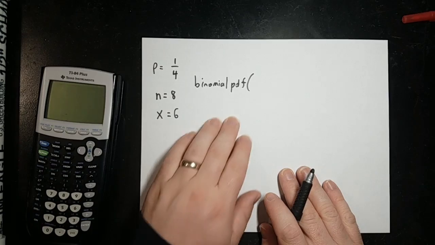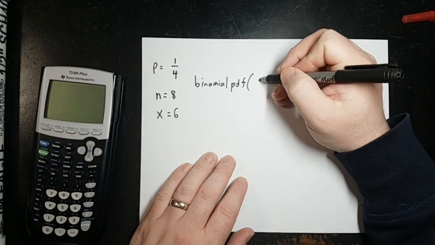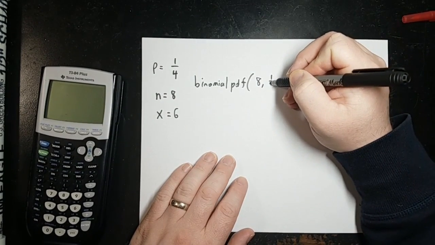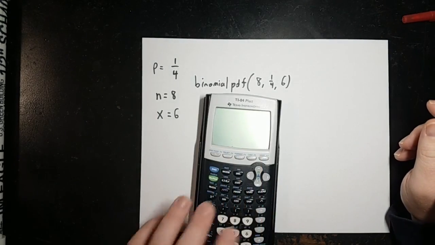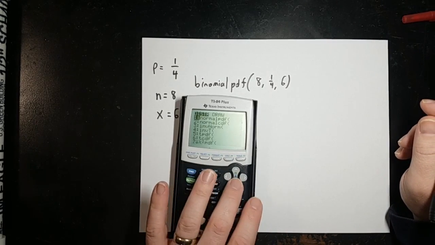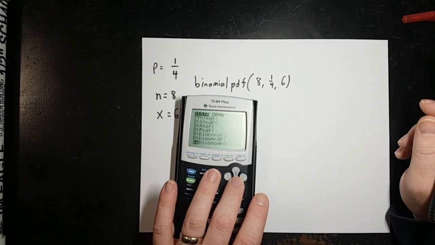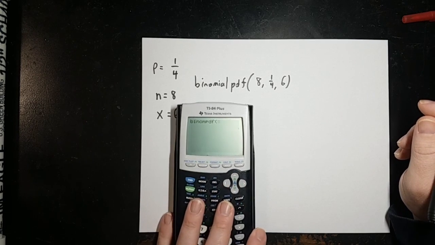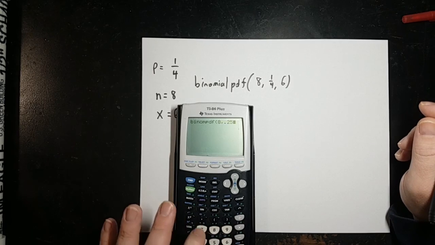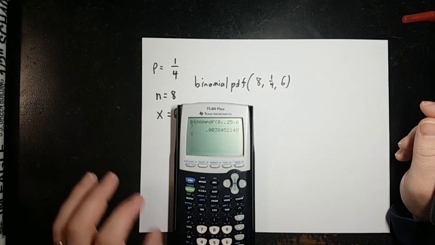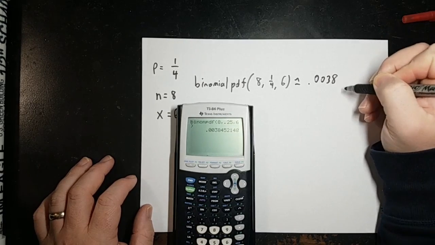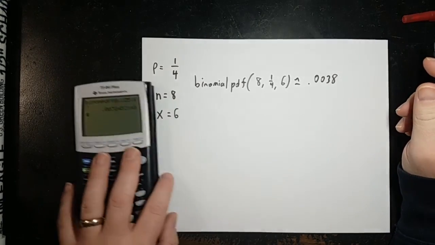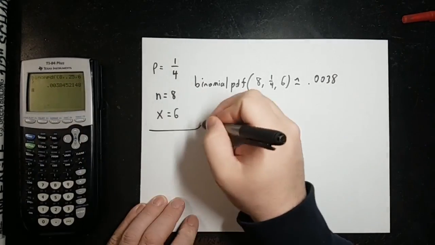But the order that I would type this in would have to be N, P, X. Let's see what the calculator says. If I'm going binomial PDF 8, 0.25, 6, that gets me approximately 0.0038, which rounds to 0.004, which was the answer to this particular question.